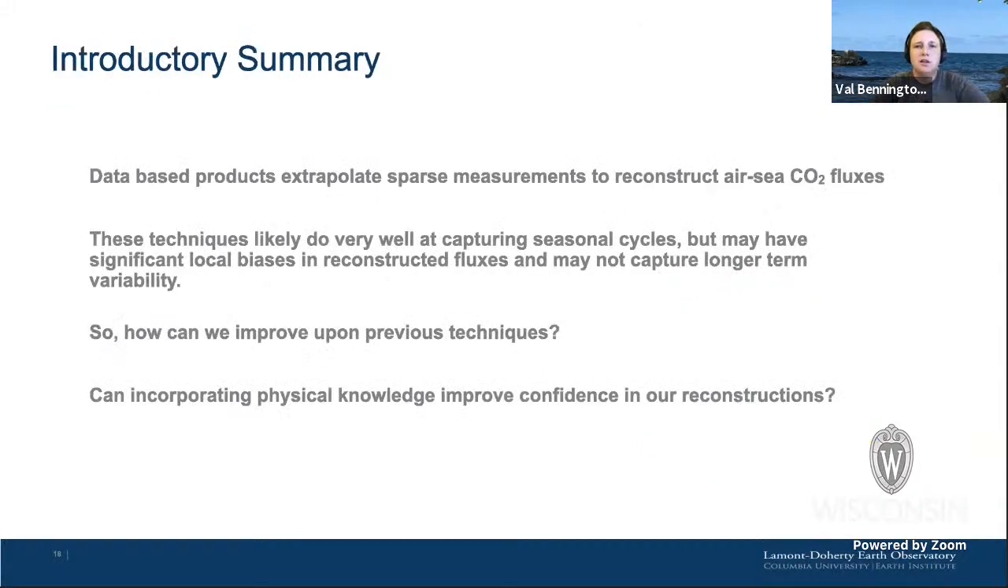So just as a summary, and then I'll pause for a few questions about the test bed. The data-based products are extrapolating very sparse measurements to reconstruct the air-sea CO2 fluxes. And from what we can test in the large ensemble test bed, they're likely doing very well at capturing seasonal cycles, but may have significant local biases reconstructing fluxes and longer term variability. So how can we improve upon the previous techniques with what we do have? And how can we incorporate physical knowledge to improve our confidence in reconstructions?